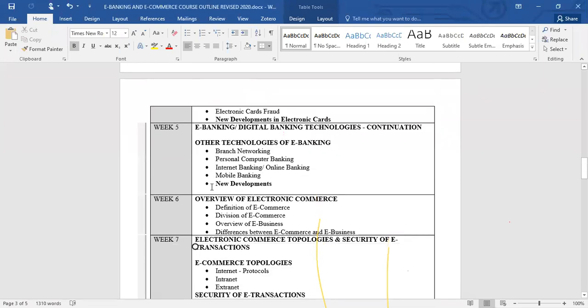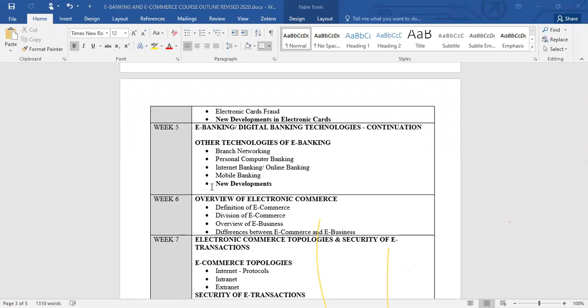In week 6, we will consider the overview of electronic commerce. Up to week 5, we will pause on electronic banking so that we will go into electronic commerce as well. So in week 6, we'll consider the overview of electronic commerce by looking at the definition of e-commerce. We will try and define what e-commerce is. We'll look at the various divisions of e-commerce. We will look at the overview of e-business.